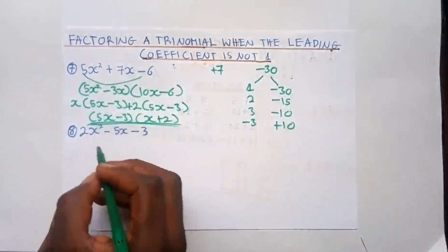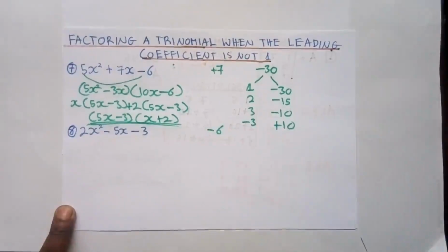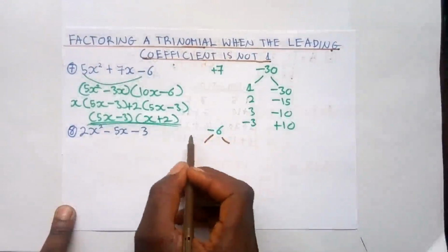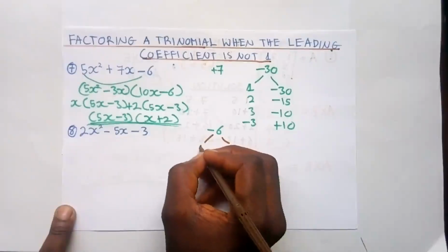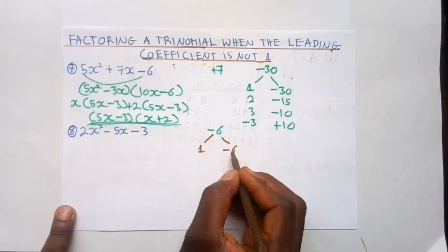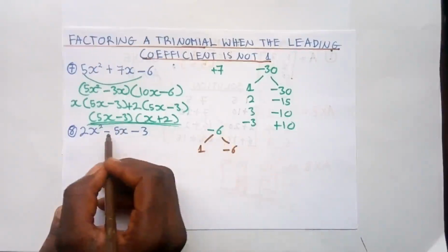Let's do the second example. 2 multiplied by minus 3 gives us minus 6. So you're looking for two numbers. When you multiply them, you have minus 6, and when you add them, you have minus 5. So minus 6 divided by 1 gives us minus 6. 1 multiplied by minus 6 gives us minus 6, and 1 minus 6 gives us minus 5.